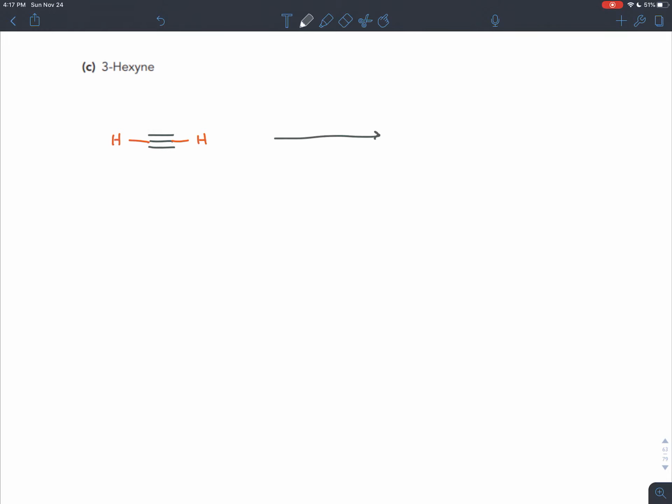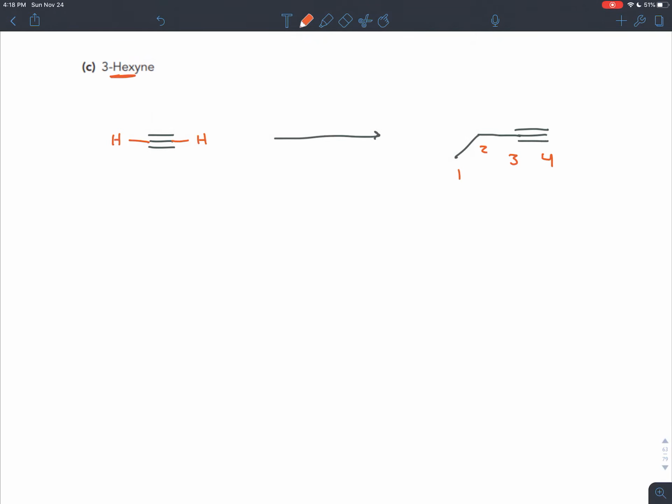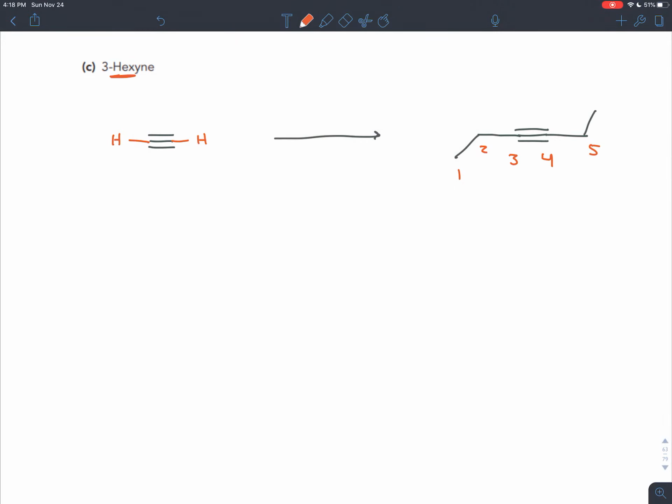Well, because of the infix, you know you have a triple bond. And because of the 3, you know that this starts on carbon number 3, then goes to carbon number 4. The prefix is hex. That means we have 6 carbons total. Well, we know we have to go back to 1. So there's 2 and 1. And then we have to go to 5 and 6. Now notice that the bonds coming off of the triple bond are linear.